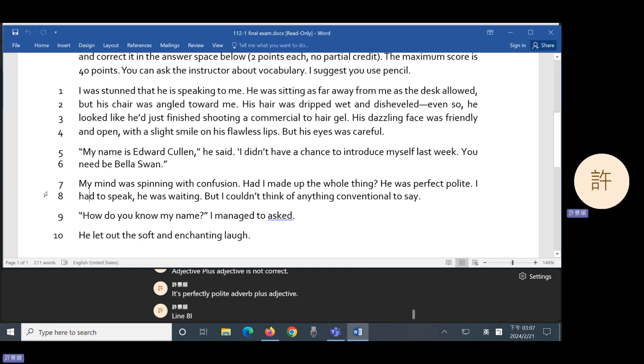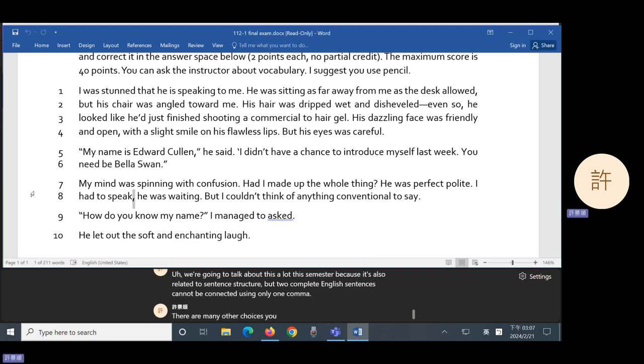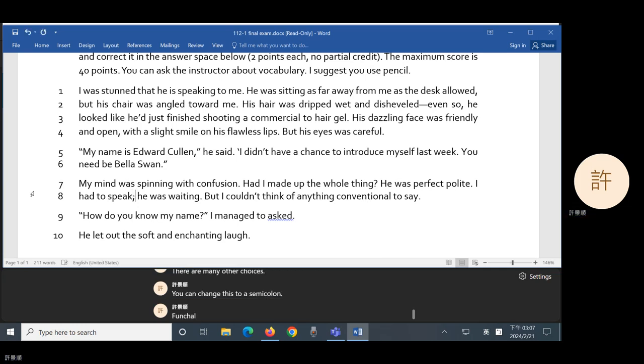Line 8. "I had to speak. He was waiting, but I couldn't think of anything conventional to say." Do you see the mistake? Sorry, it's another punctuation mistake. This has to be changed somehow. We're going to talk about this a lot this semester because it's also related to sentence structure. But two complete English sentences cannot be connected using only one comma. There are many other choices. You can change this to a semicolon. You can change this into two different sentences. You can use an em dash. But you cannot use one comma only.